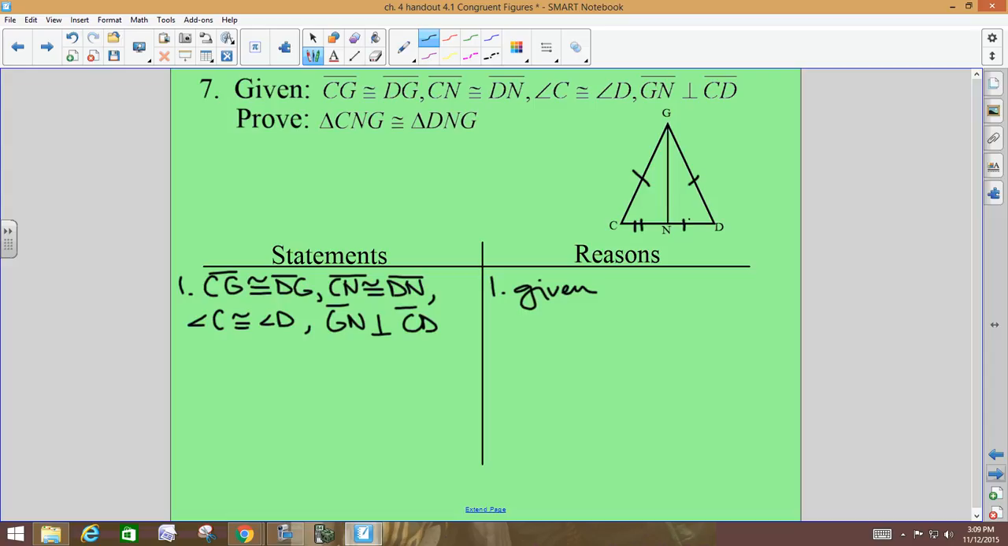CN is congruent to DN. Make sure you use different sets there. Angle C is congruent to angle D. And then it says GN is perpendicular to CD. What does that mean again? They form a right angle.